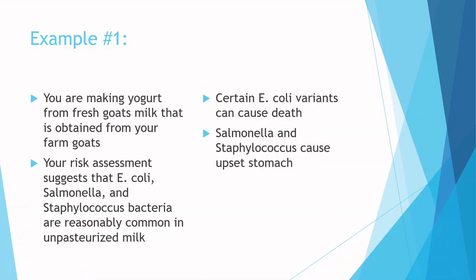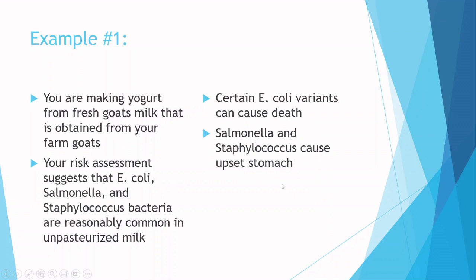Now let's go through a couple examples just so we get a sense of how we might do this. Let's say we're making yogurt from fresh goat's milk obtained from our farm goats. We did a risk assessment, reviewed the literature, and connected with different farm agencies or government sources, and that risk assessment suggests that E. coli, Salmonella, and Staphylococcus bacteria are going to be reasonably common in unpasteurized milk. These are all pathogens that can cause substantial illness, and in the case of E. coli, if it's one of the hemolytic types, it could cause death.